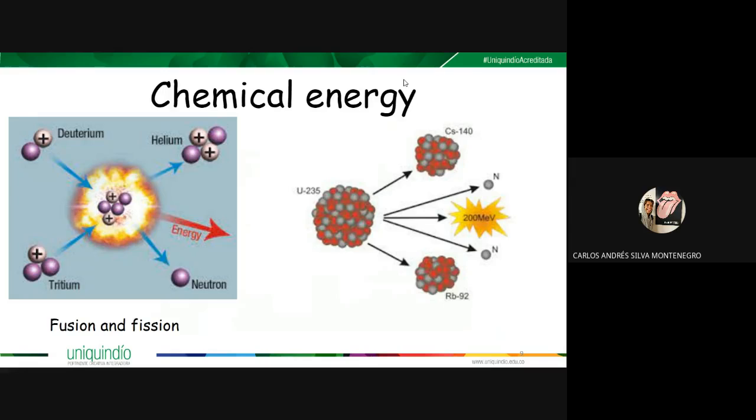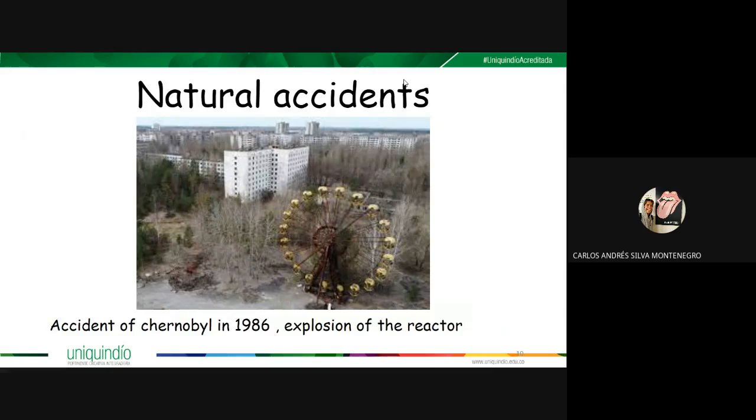And the second is the fission. The atoms divide and form other atoms that are smaller and have more stability, and it generates a lot of energy.